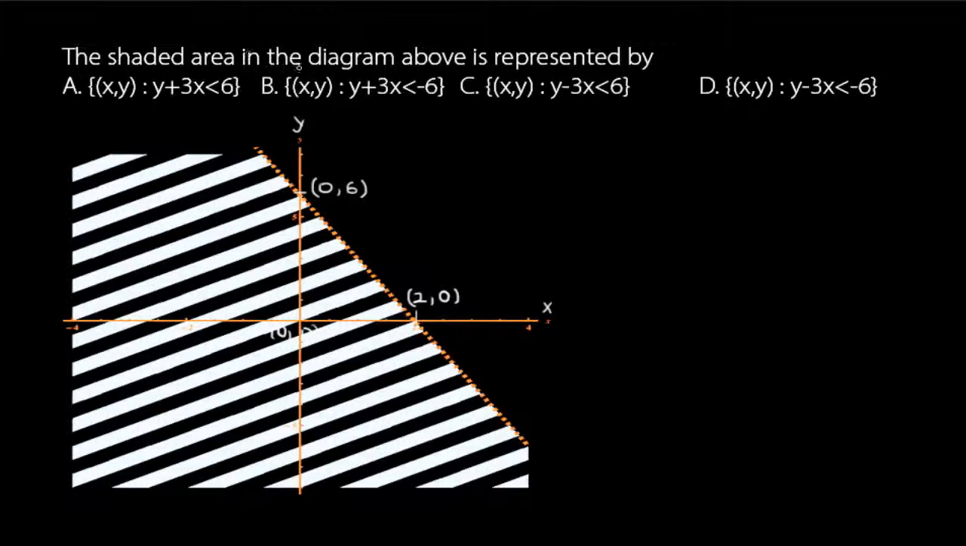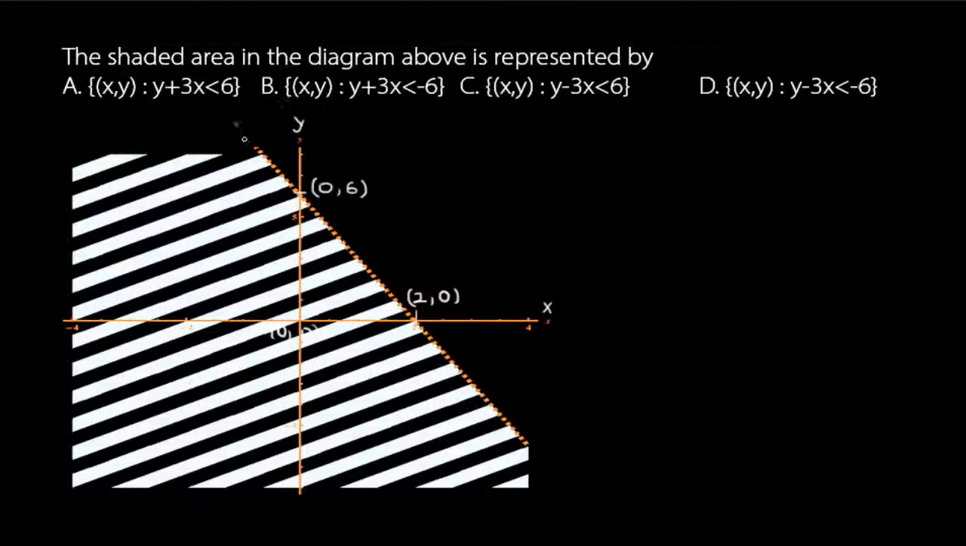The shaded area in the diagram above is represented by which of the following options? Now this is a graph of an inequality. Now the thing about this graph is this. You'll observe you have a straight line, this dotted line here. Now the shaded region is, we're told to find which of the options here actually represents or depicts what is being shown in the graph below.